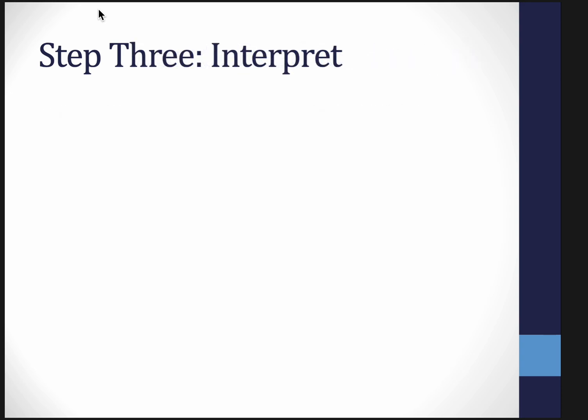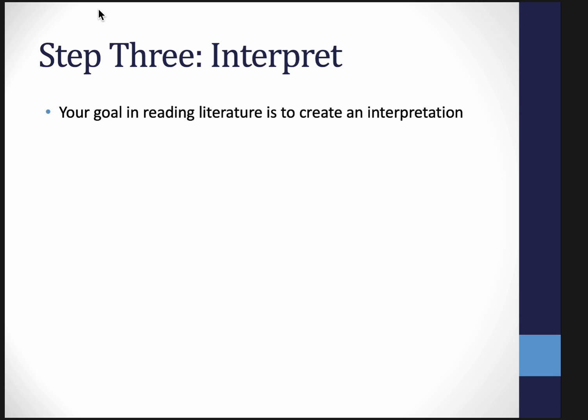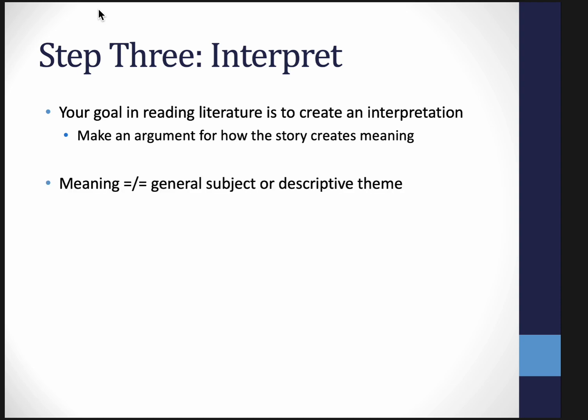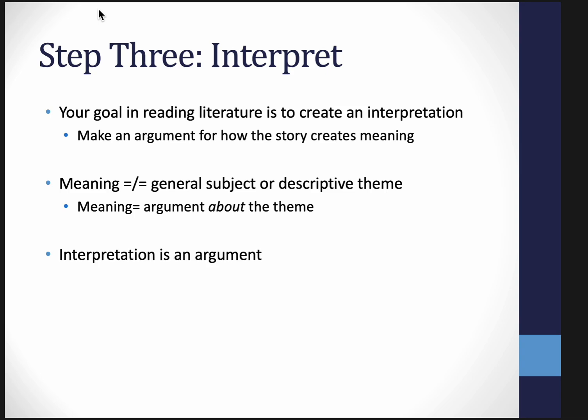Our third step is to interpret the text. So your goal in reading literature for this class is to create an interpretation, which means that you're making an argument for how the story, poem, or drama creates meaning. And remember, meaning isn't just a general subject or descriptive theme. Meaning is an argument about the theme.